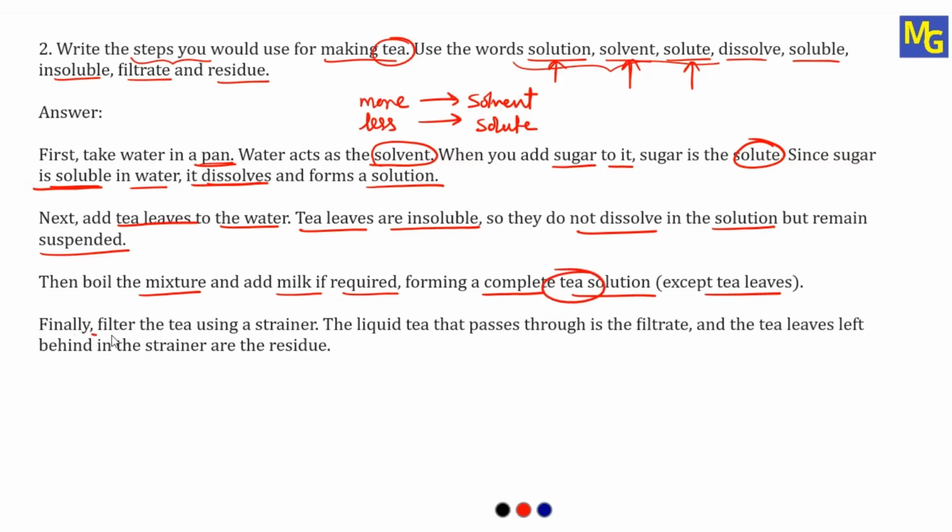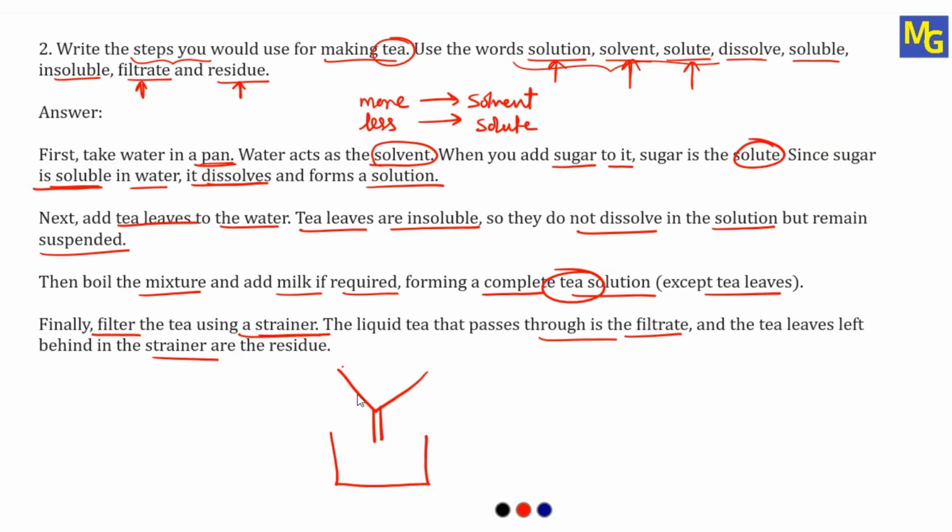Finally, filter the tea using a strainer. So we are going to filter it because you can see here we have to use the words filtrate and residue also. So filter the tea using a strainer. The liquid tea that passes through it is the filtrate, and the tea leaves left behind in the strainer are the residue. So when you filter, imagine this is the strainer and here we are going to filter it.